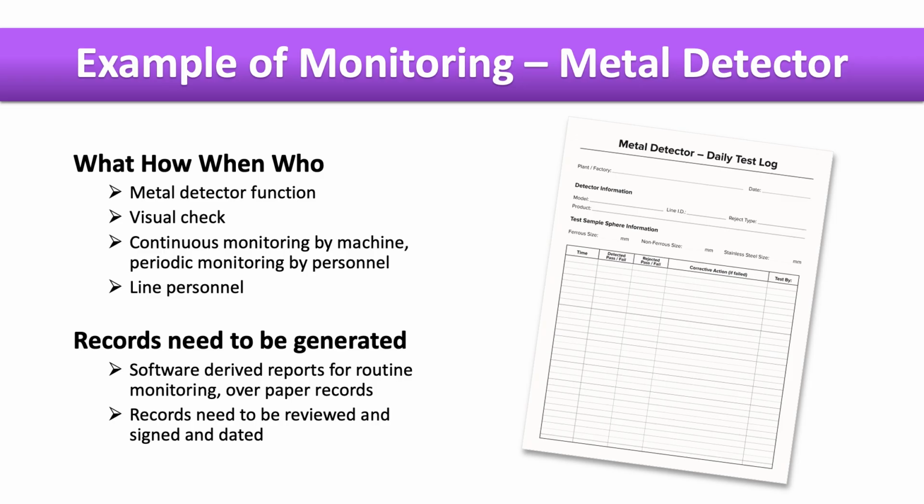It is quite important during food processing to monitor if you have a process control in place to control physical hazards. Here, I am providing an example of monitoring using our metal detector to understand if our metal detector is functioning properly. What do we need to monitor? We need to monitor metal detector function. How can we monitor the metal detector? By visual check, seeing if products are moving forward and if the alarm is beeping.